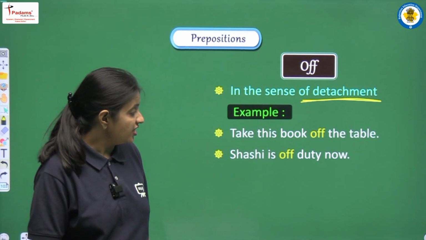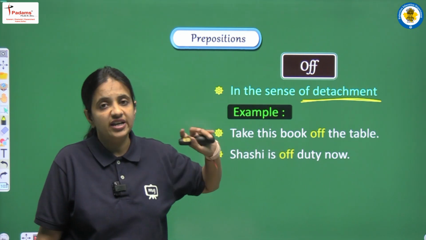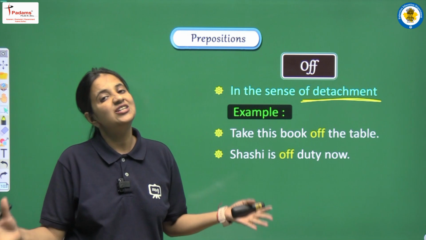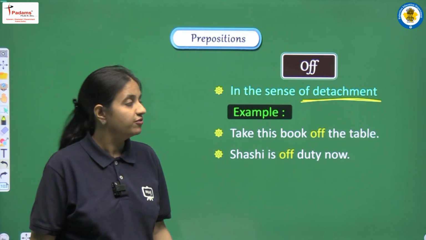Next is Shashi is off duty now. It means Shashi is not on the duty. So there is a kind of detachment. Okay, so we are trying to show the detachment. This is the reason we are having off.